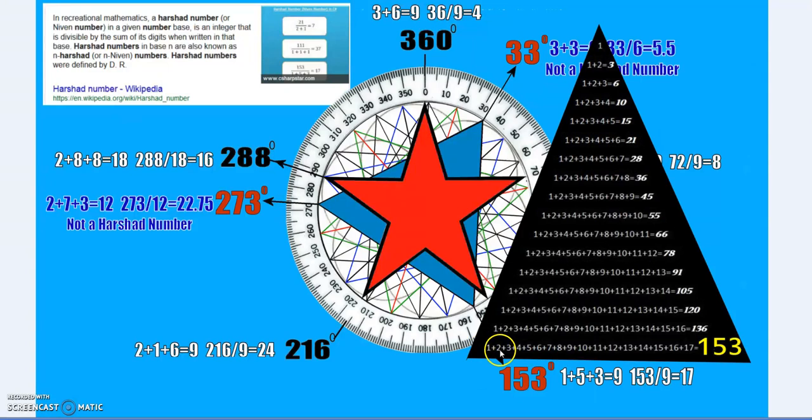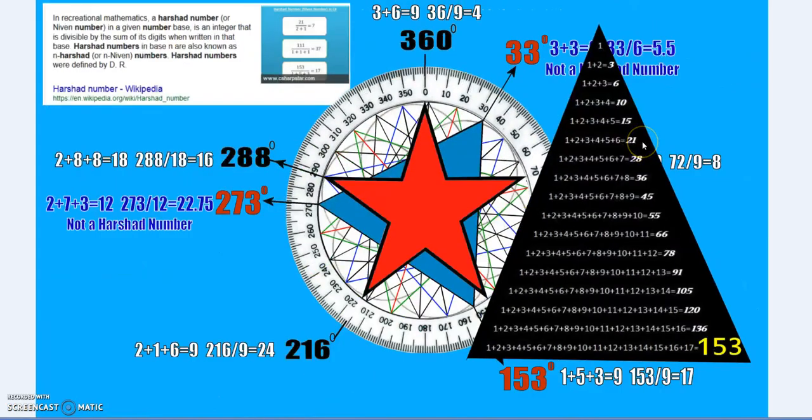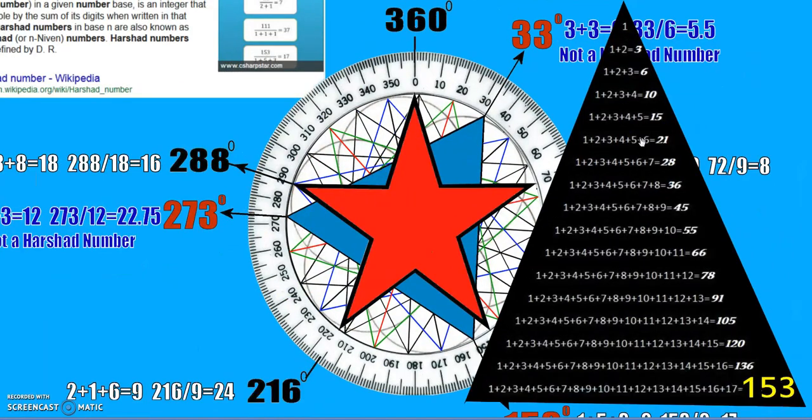Now 153 is also a triangular number. So we begin with 1. And then we have 1 plus 2, or you could also apply this to the Pythagorean tetractys or the tetragrammaton in Kabbalist tradition as well. But 1 plus 2 is 3, 1 plus 2 plus 3 equals 6, 1 plus 2 plus 3 plus 4 equals 10. These are the triangular numbers.